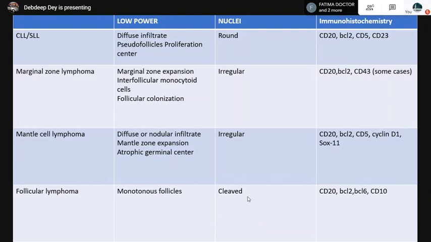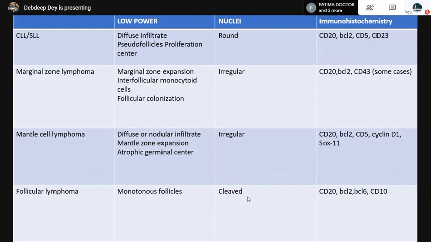So, in a nutshell, these are the four major types of low-grade B-cell NHL, starting with the chronic lymphocytic leukemia or small lymphocytic lymphoma, which shows a diffuse or a pseudofollicular infiltrate, along with some proliferation centers. Here the cells are round, and the diagnostic immunohistochemistry is CD20, BCL2, CD5, and CD23.